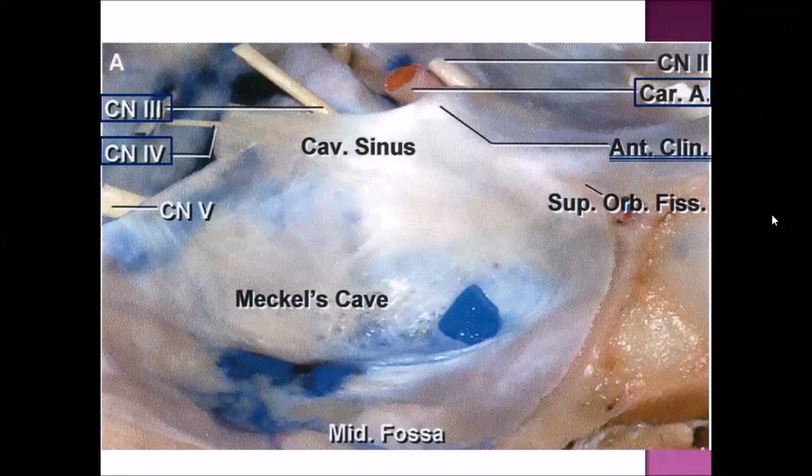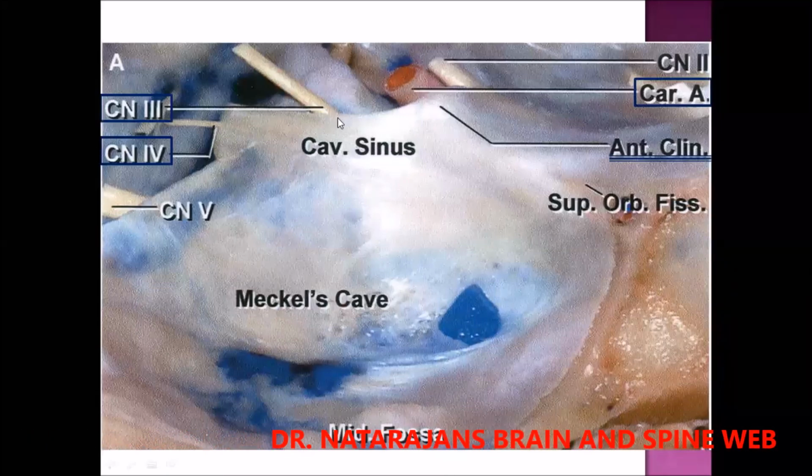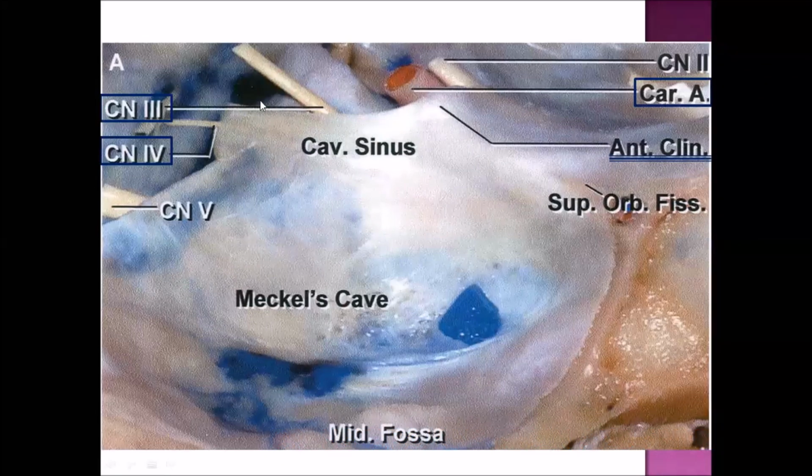Now what you see here is the middle cranial fossa. This is the tentorial edge, or the dural reflection. This is the tentorial edge. This is the dural reflections. The cavernous sinus extends from the lower border of this dural reflection, or the lower border of the tentorial edge. This is the third nerve. This is the fourth nerve which is entering, and this is the internal carotid artery, and this is your second nerve, the optic nerve. Now what we are going to do is remove this dural reflection.